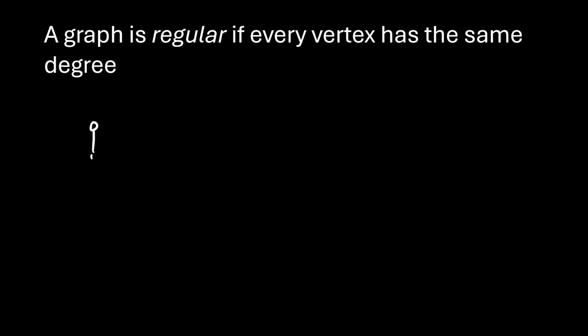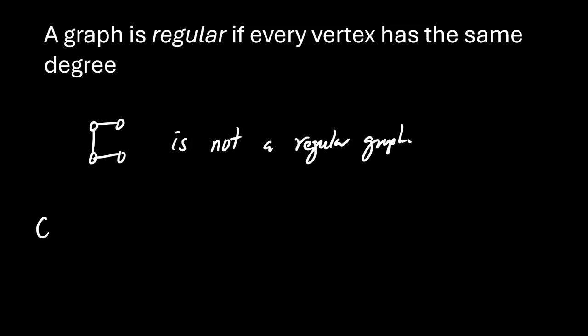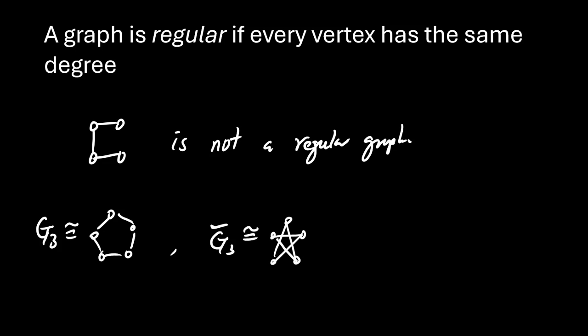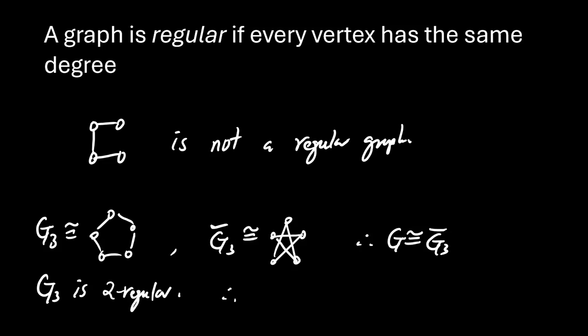A graph is called regular if every vertex has the same degree. For example, this graph is not regular since the degrees of the vertices are not equal. Now look at graph G3. Each vertex has degree 2, so it is 2-regular. Its complement is isomorphic to itself, so G3 is a regular self-complementary graph.